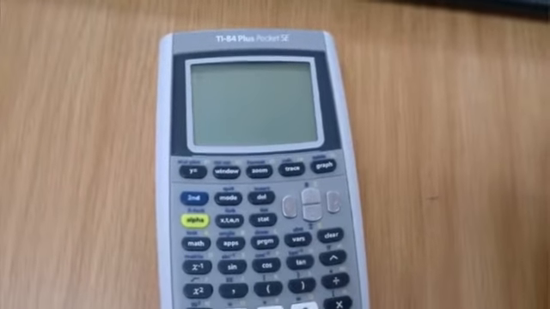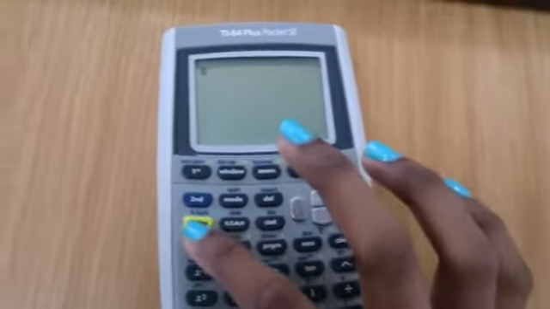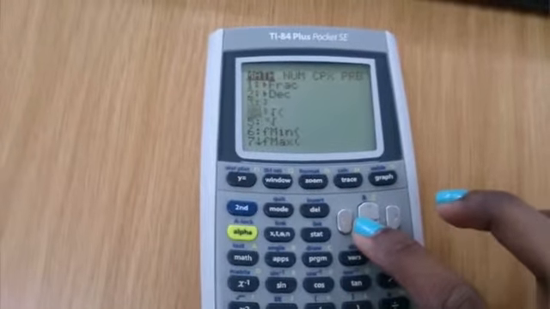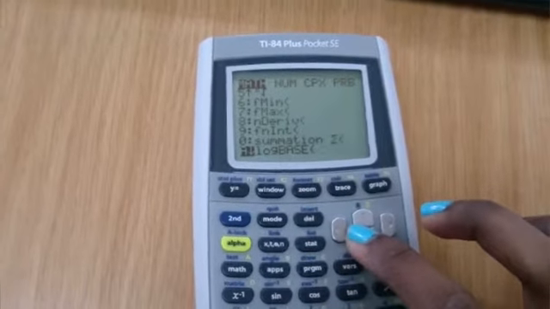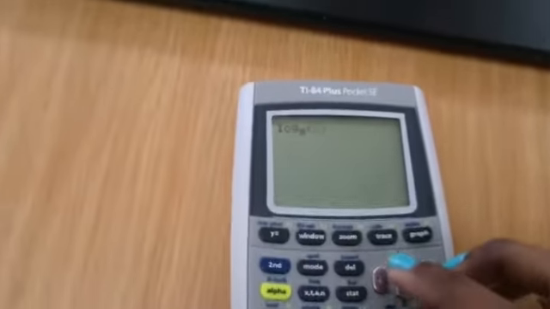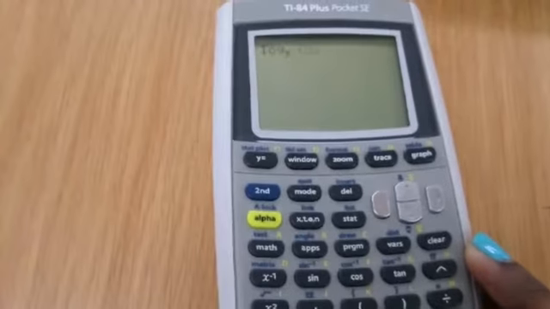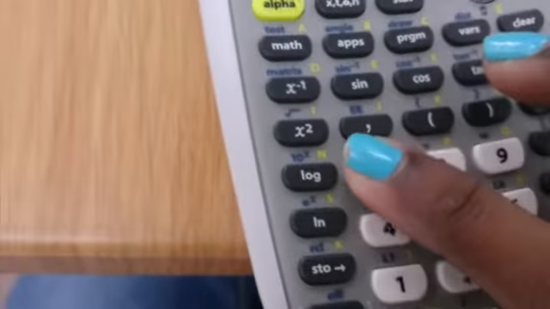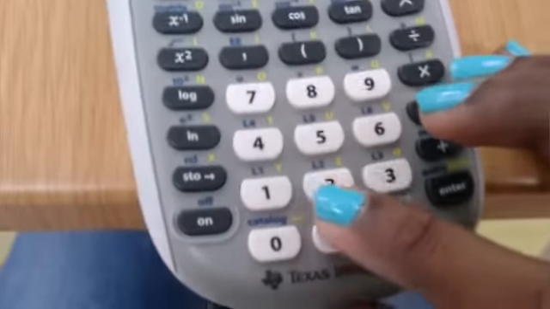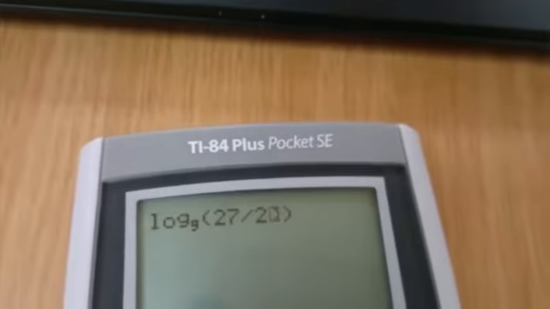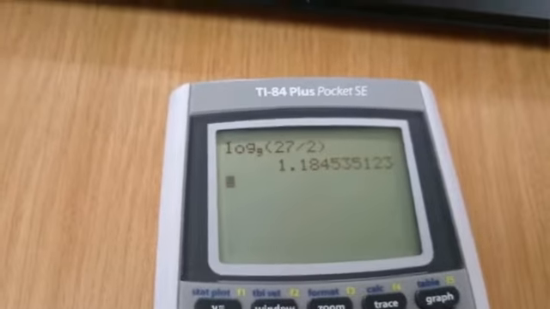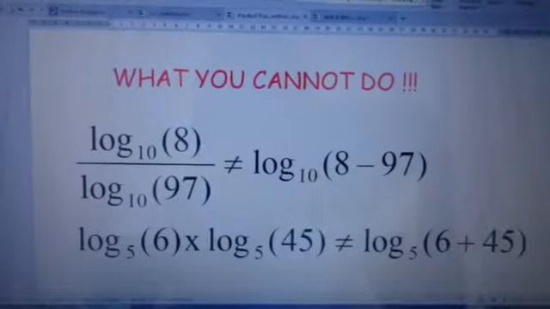This is how you use the calculator to get the answer for this. First, press math and go down, down, down, down, down, down, down until you find log base, and then you press enter, and then you'll see something like this, and then just enter the values. So our base is 9, and then arrow, and our question is 27 divided by 2. So you press 27 divided by 2 and press enter, and you get the answer. Take the answer to 4 decimal places. So the answer will be 1.1845.